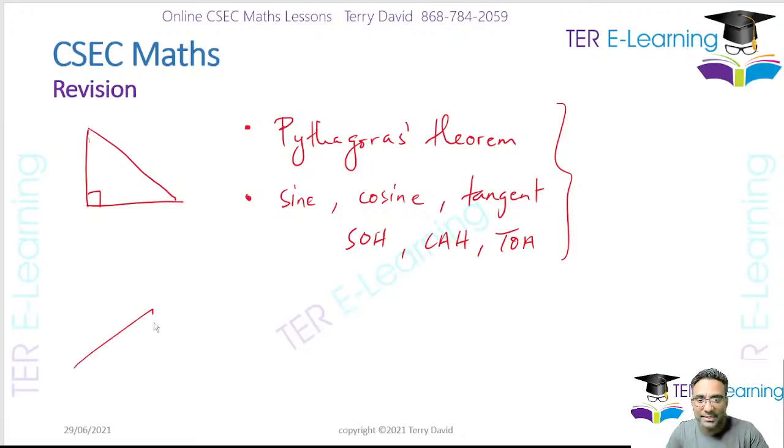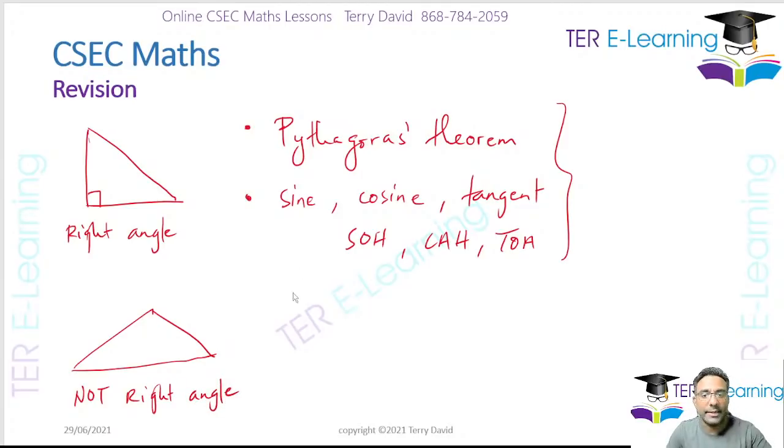Now, if the triangle is any other kind of triangle, let's say the triangle looks like this. So this one is a right angle, this one is not a right angle. Then I have to use the sine rule, or the cosine rule. But there are conditions under which we use these things.